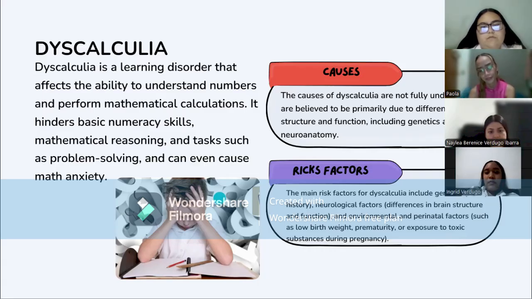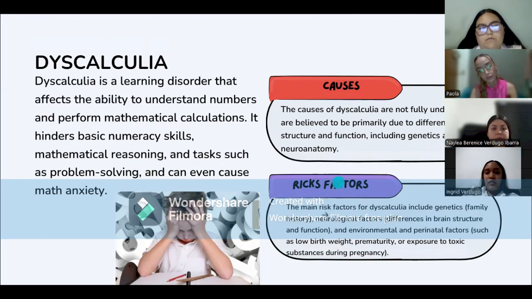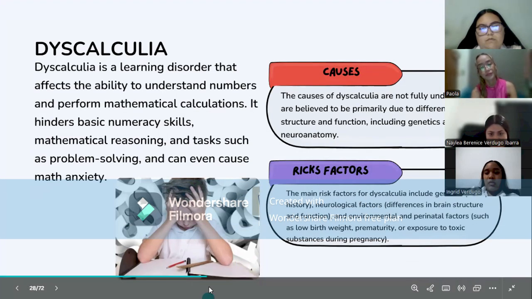Risk factors. The main risk factors for dyscalculia include genetics, family history, neurological factors, differences in brain structure and function, and environmental and perinatal factors such as low birth weight, prematurity, or exposure to toxic substances during pregnancy.